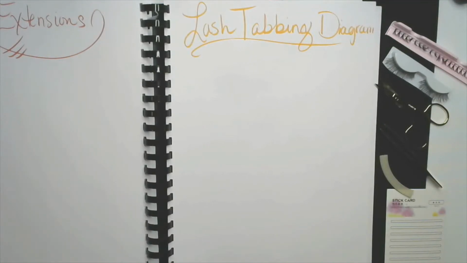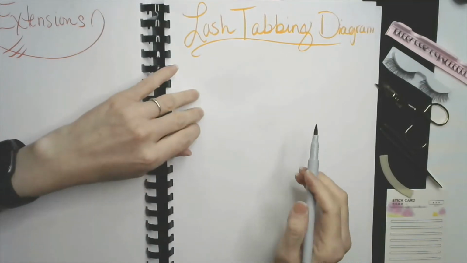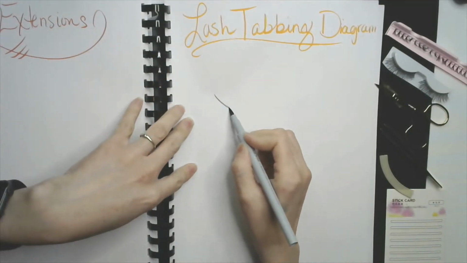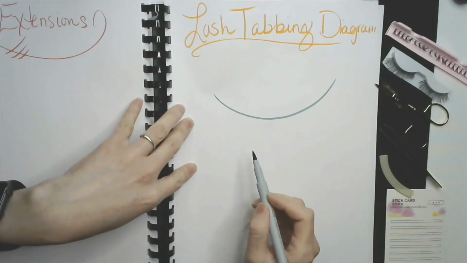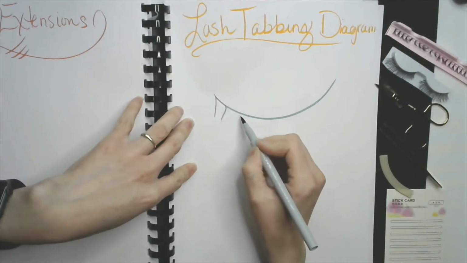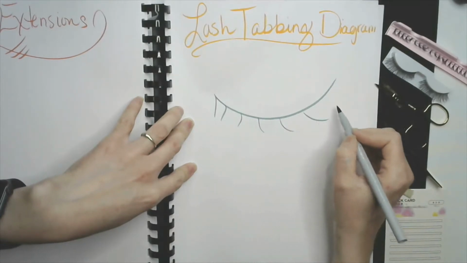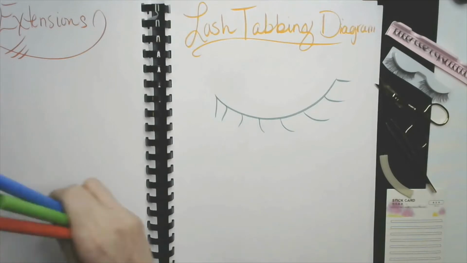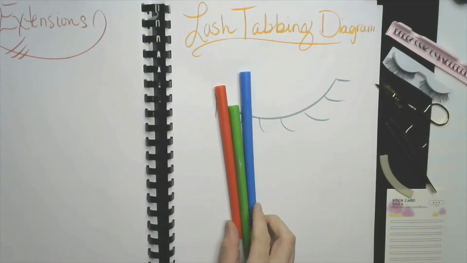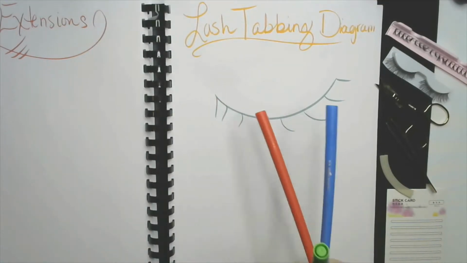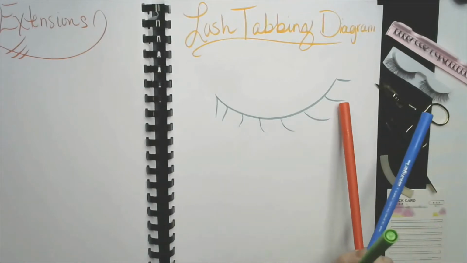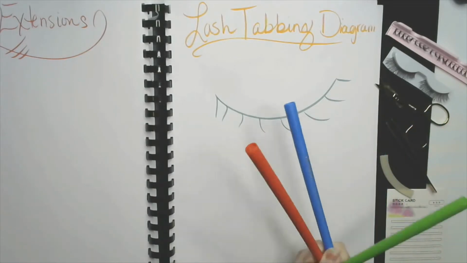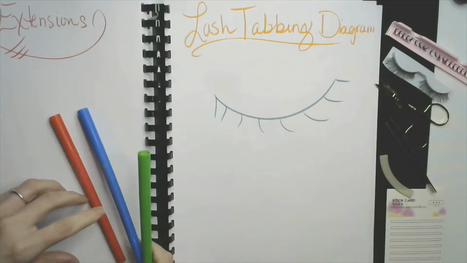Alright, so let's go ahead and get started with our lash tabbing diagramming. I'm going to make it quite big, so we're going to make our eye, and then we have our small lashes, our natural lashes. A little crooked there, but it's alright. I'm going to have 3 different colors, so I need you to get 3 different colors so that when you're diagramming you know which layer you're working on based on the colors that we diagram with.